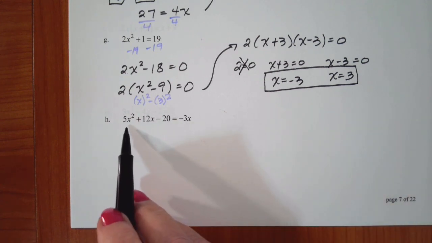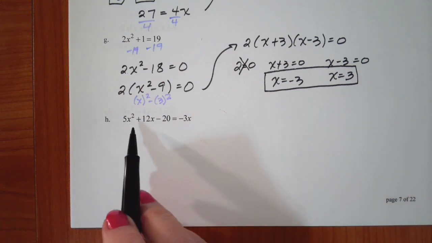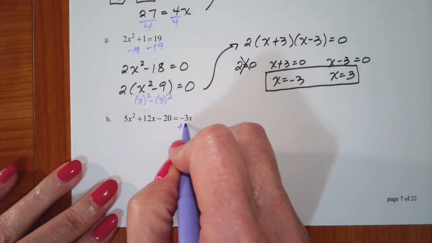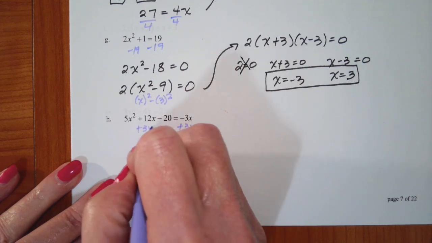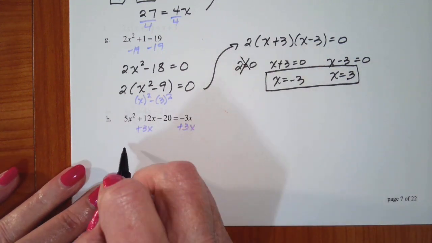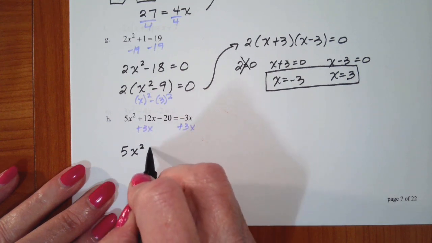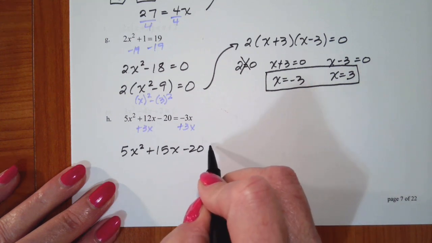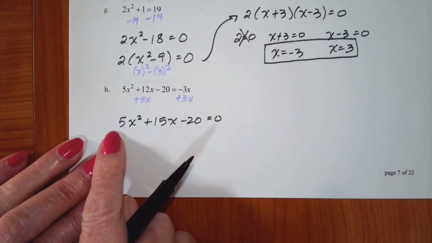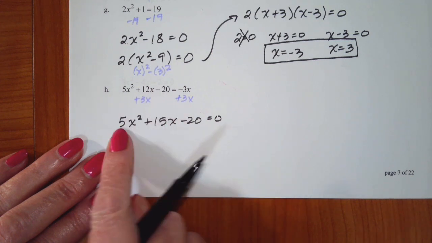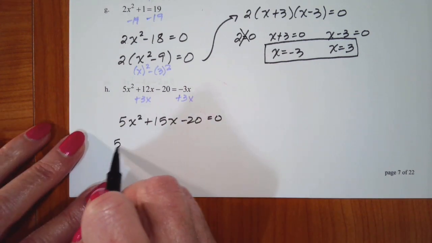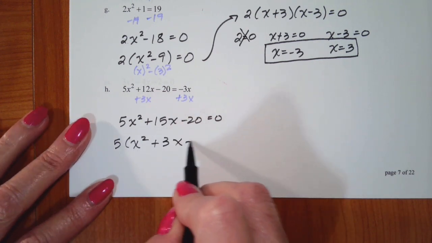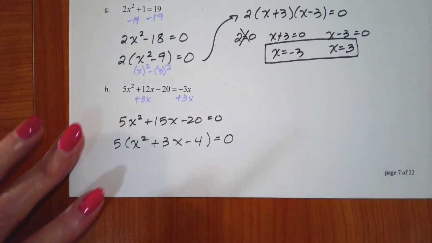Okay, I'm going to do the same thing here. I've got a quadratic, or it looks like a quadratic, so let's set it equal to 0. So the first thing I'll do is add 3x to both sides. So that gives me 5x squared plus 15x minus 20 is equal to 0. Okay, I see all of these are divisible by 5. So that gives me 5 times x squared plus 3x minus 4 equals 0.